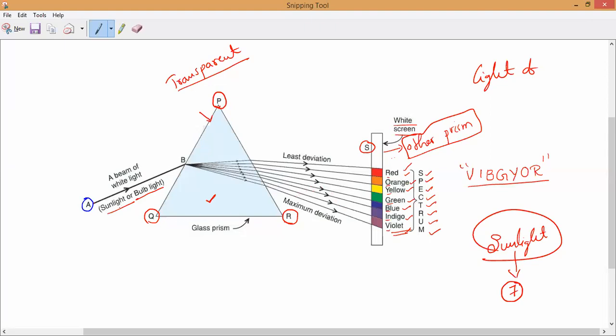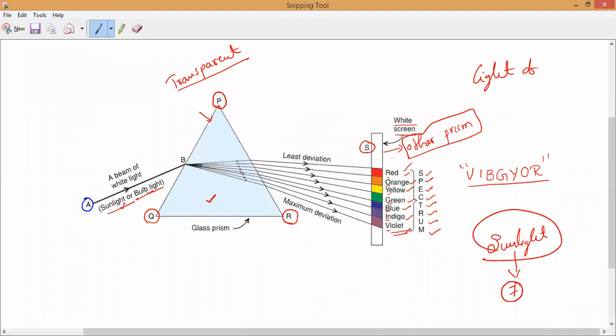So instead of sunlight, if you take a similar color of white light coming from a bulb, and it falls on the triangular glass prism, it will also produce the same seven colors of band of light. That is why, if we are doing this dispersion of light in the lab, we will use a bulb as the source of light, because we cannot get sunlight inside the room. That is what you should remember.